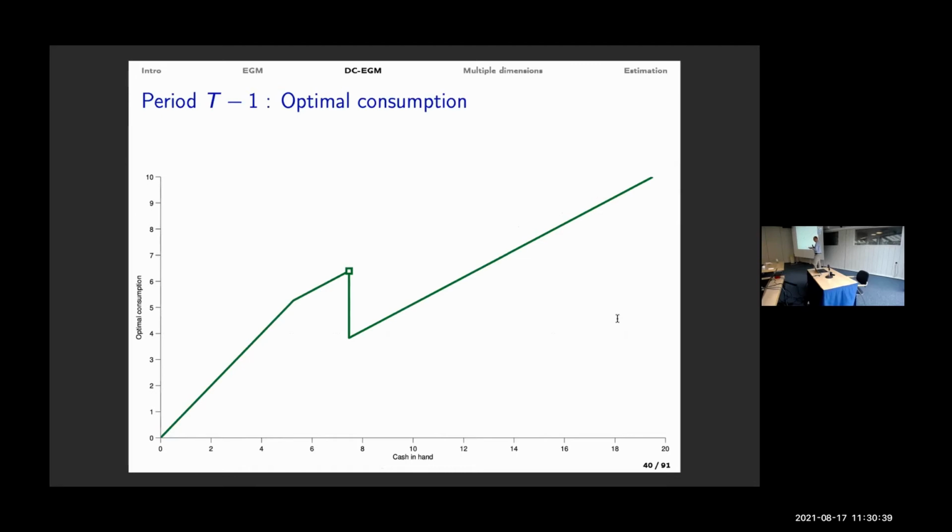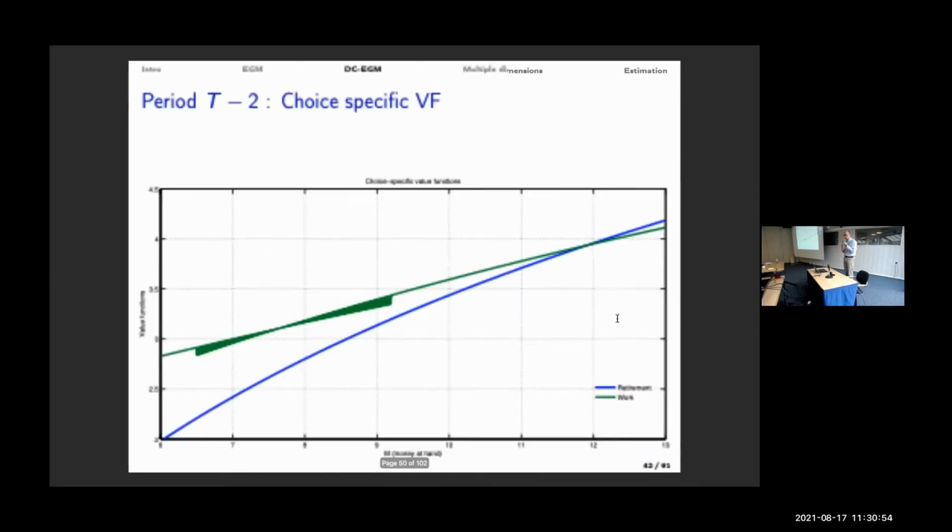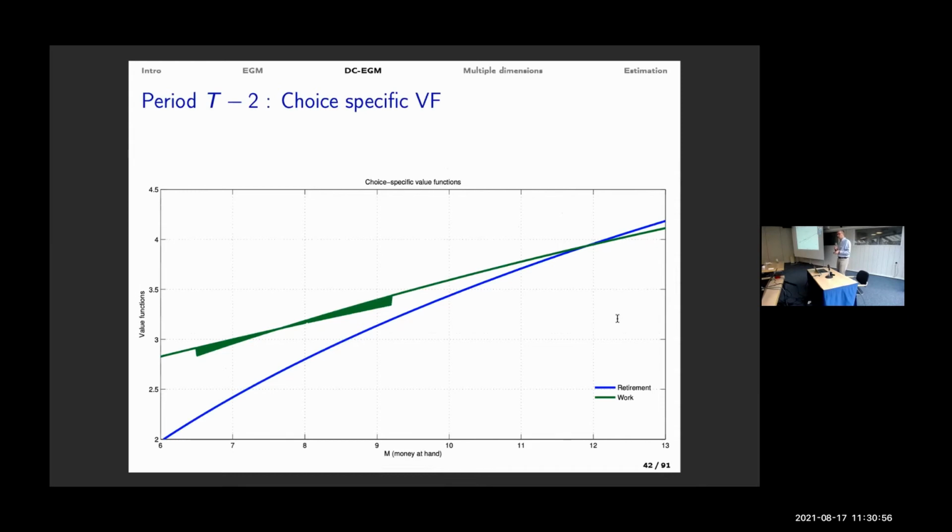Maybe randomize it. So to sum up, what we've seen is that the discrete choice specific value functions intersect, and that's because of the trade-off between income and disutility of work, and the upper envelope creates the kink in the value function.